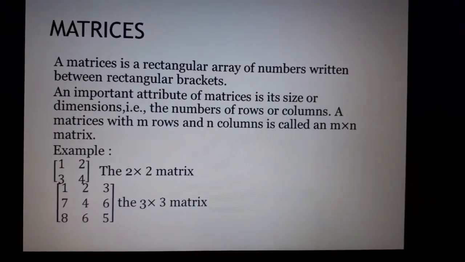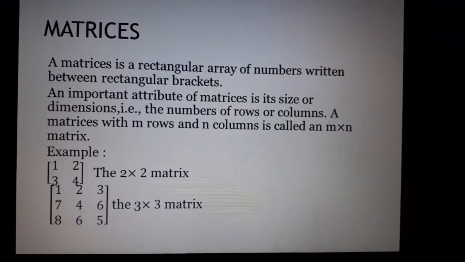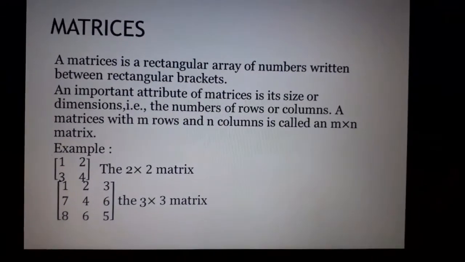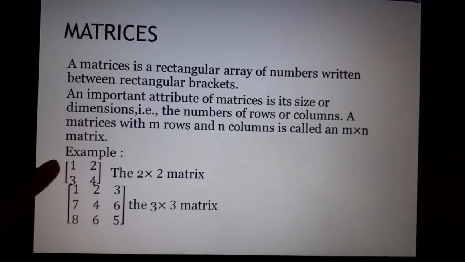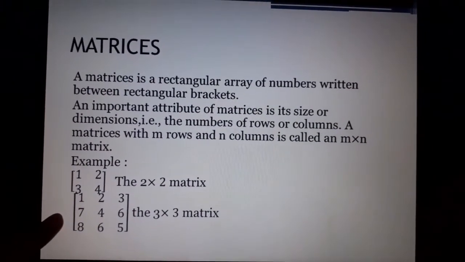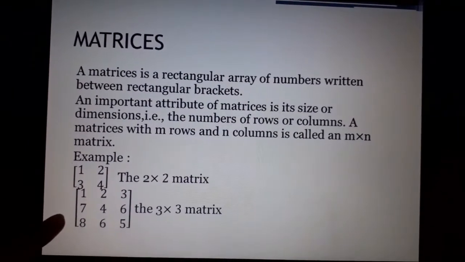Example of matrix: the 2 times 2 matrix. The 2 times 2 matrix has two rows and two columns. This is a 2 times 2 matrix, and the 3 times 3 matrix has three columns and three rows.